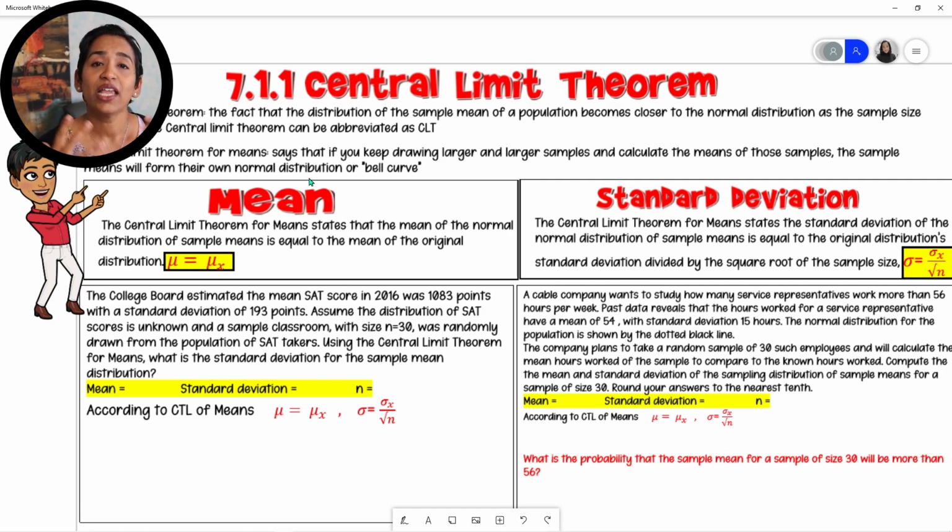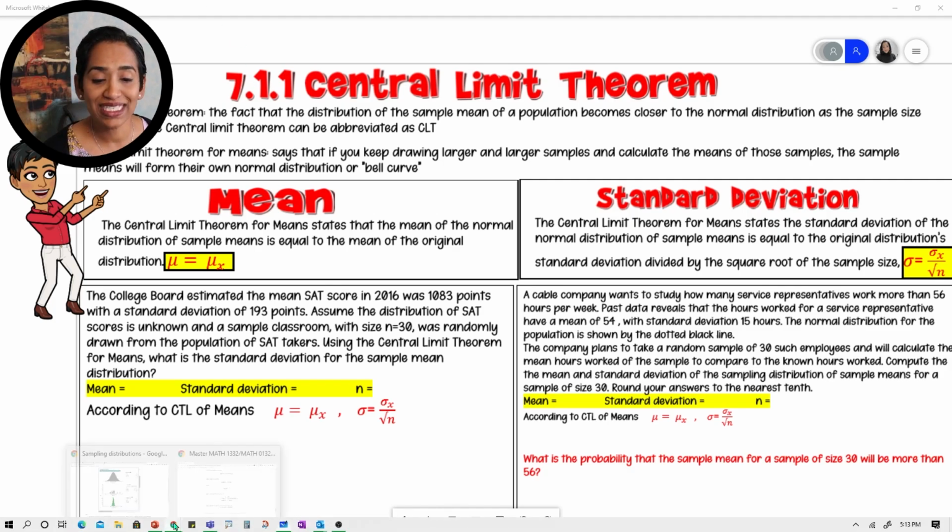It says that the distribution of the sample mean of the population becomes closer to the normal distribution as the sample size increases. So technically, you need to take a larger sample size so the distribution gets closer and closer to a bell-shaped curve. Now let's take another step and talk about what the central limit theorem of means means. Before I do that, I'm going to show you a simulation here.